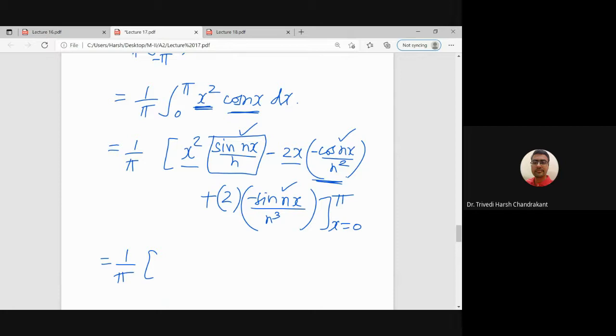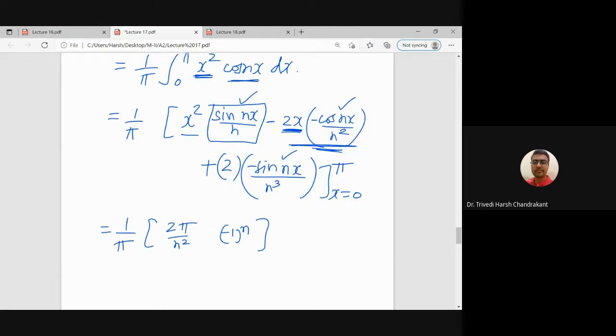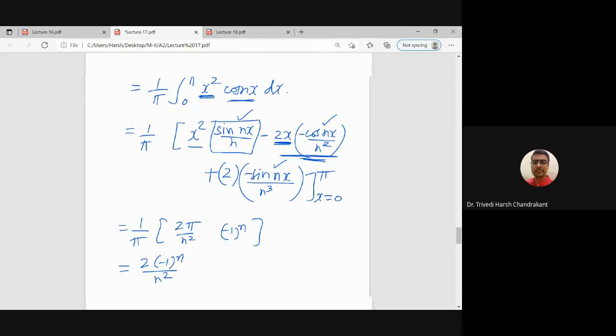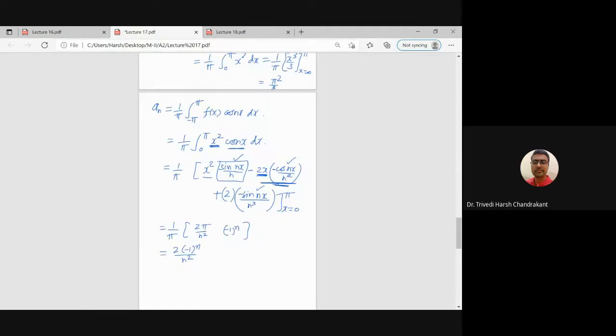So what shall remain now? In the x equals 0 case, this term will be 0, so only one term will remain, that will be, when x equals pi, plus 2 pi divided by n square, minus 1 power n, right? This minus minus will actually be plus, because outside also there is minus. So we get this term. Now what will cancel out? Pi will cancel out, so we get 2 minus 1 power n divided by n square. So we have found the nth term.